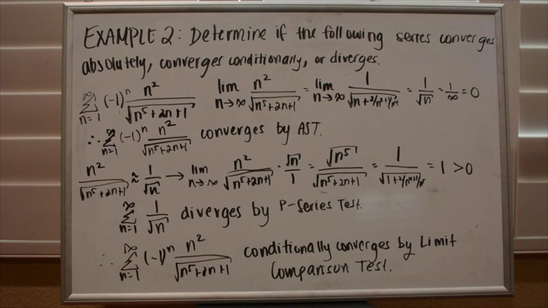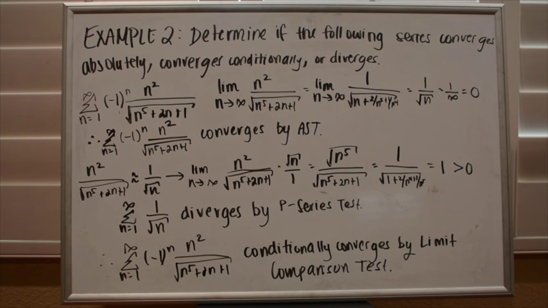Let's go on to example 2. The directions are pretty much the same. Determine if the following series converges absolutely, converges conditionally, or diverges. Let's take a look at the series, which is negative 1 to the n times n squared over the square root of n to the 5th power plus 2n plus 1.